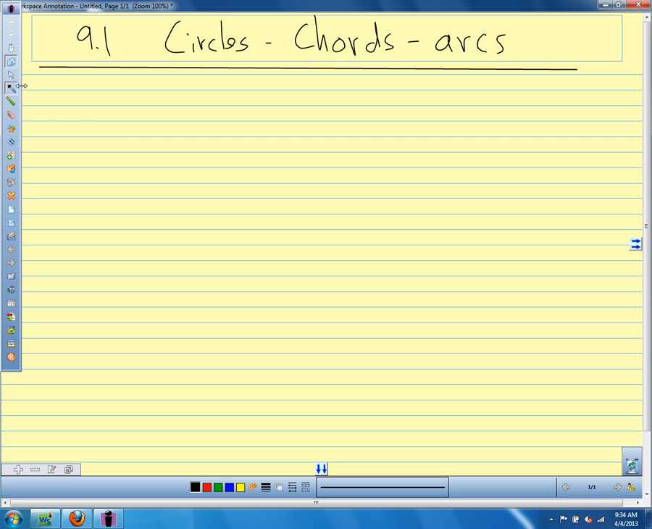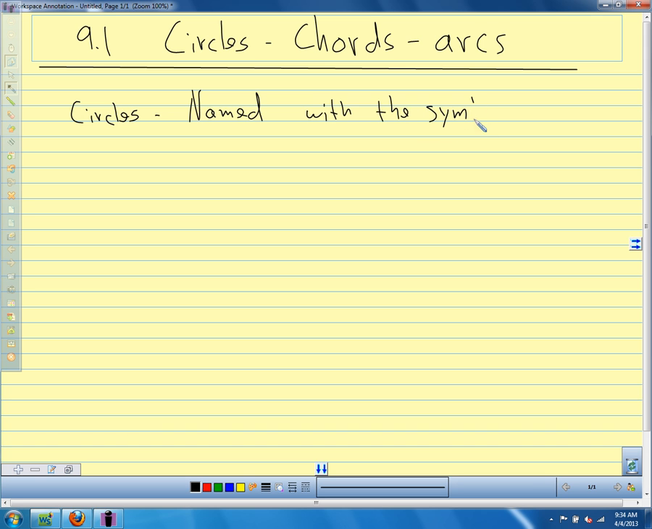So the first thing we're going to do today is talk about different parts of circles. So we know a little bit about circles. We want to talk about the different parts. We're going to name circles with this little symbol, a little circle with a dot in it. We're going to name the circle by it, a little circle with a dot in it, and the point at the center.